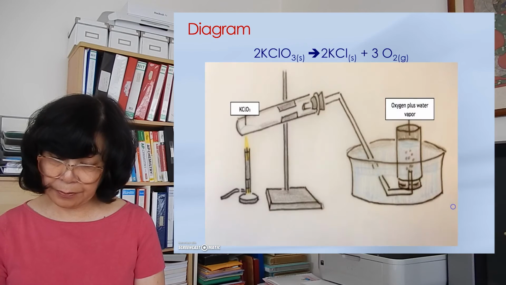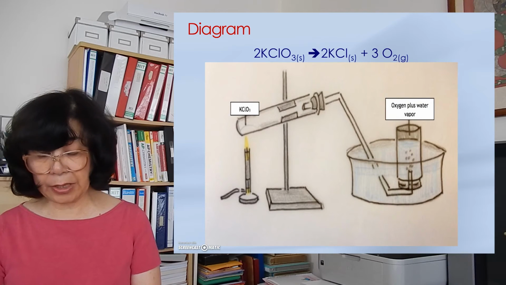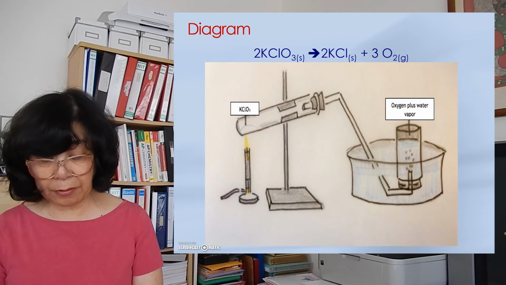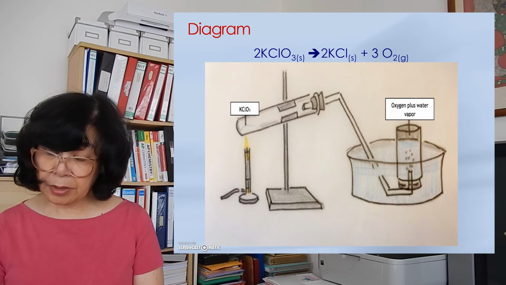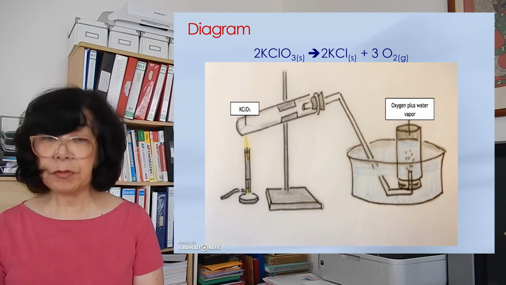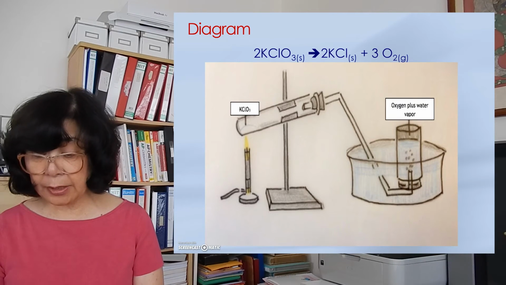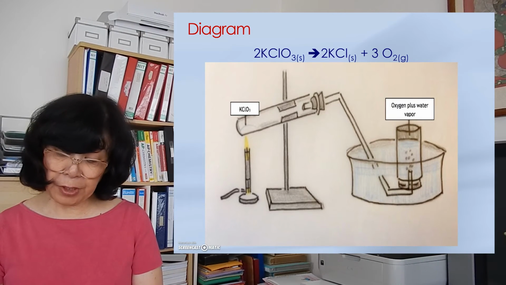So here's a diagram of what it would look like. You have a test tube with the potassium chlorate and the manganese dioxide catalyst in it, and we're heating it so that the oxygen gas evolved will be collected by water displacement into that container, fully filled with water and inverted into a water bath.